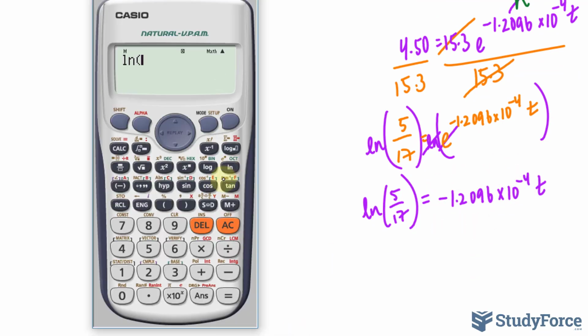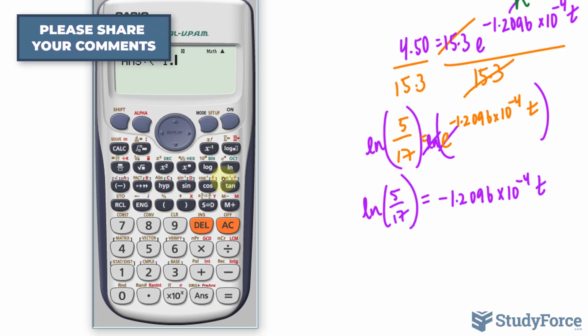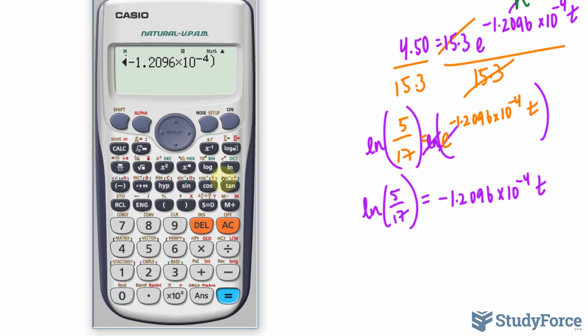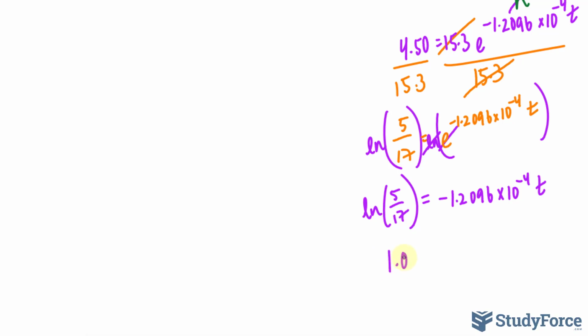So let's go ahead and find out what ln 5 over 17 is. A negative number, and we divide this by another negative number. Make sure that it's in parentheses, otherwise your calculator might give you the wrong answer. And watch, we end up with 10,117 years. We need this to three significant figures, so 1.01 times 10 raised to the power of 4 years. That's the answer to question number 1.